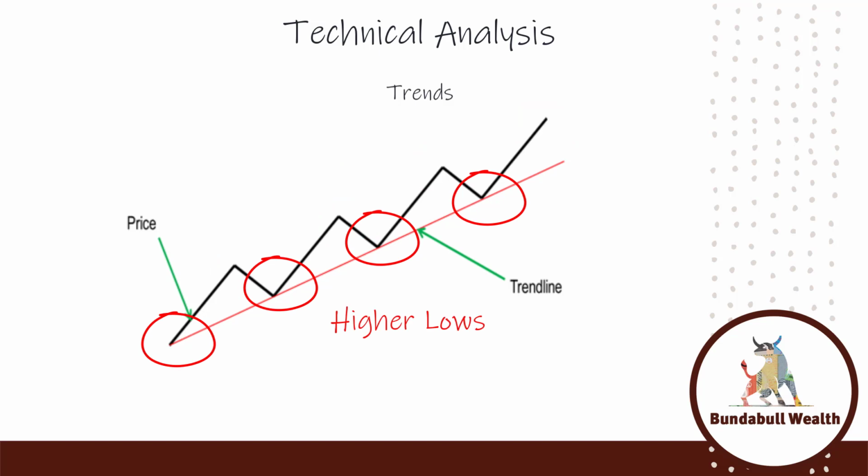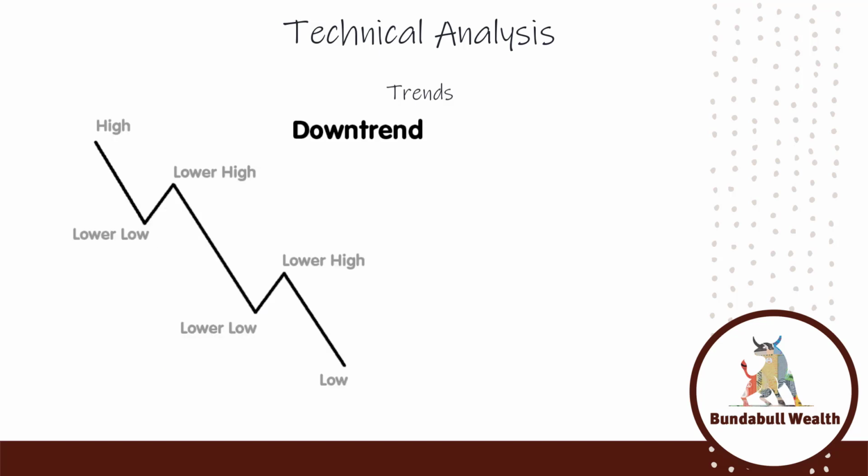You must have higher highs and higher lows to have an uptrend. If you don't have both, you don't have an uptrend. However, you might not have a downtrend either. This picture shows a downtrend.